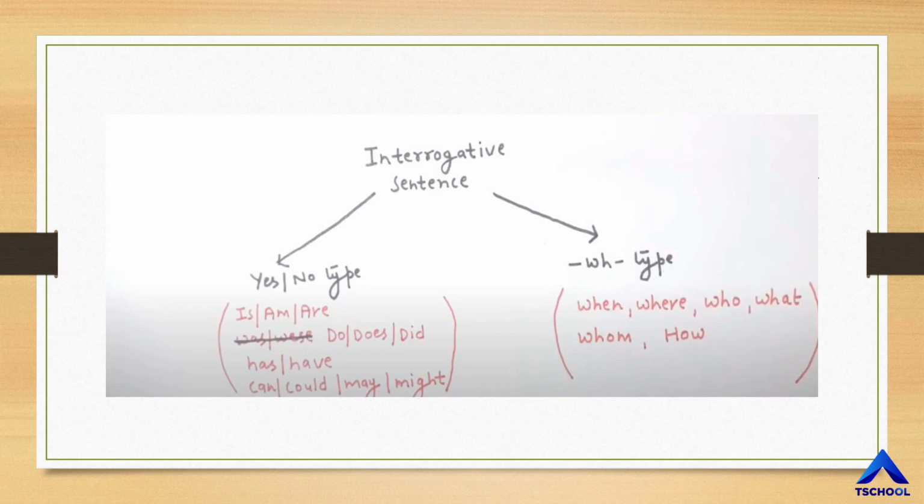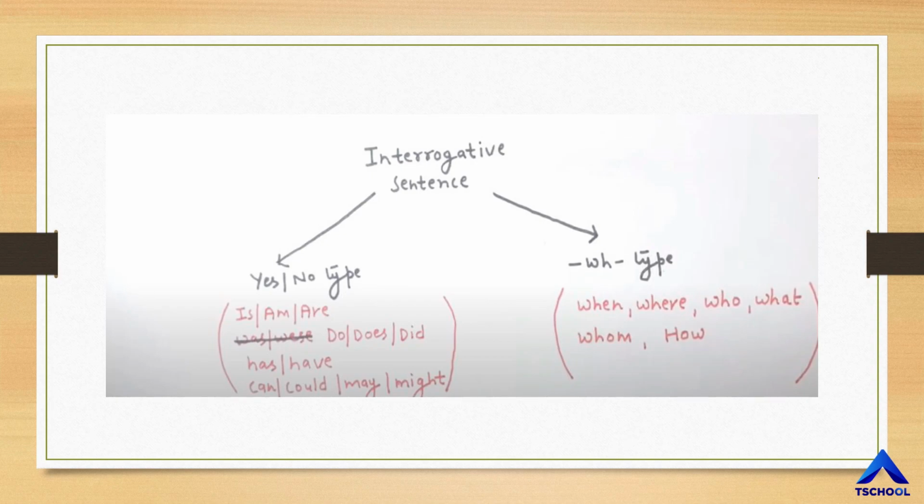If in any active voice the verb is in second form, then we are going to use the helping verb was or were while changing from active to passive. If the verb is in third form, we are going to use the helping verb been, B-E-E-N, while changing from active to passive.